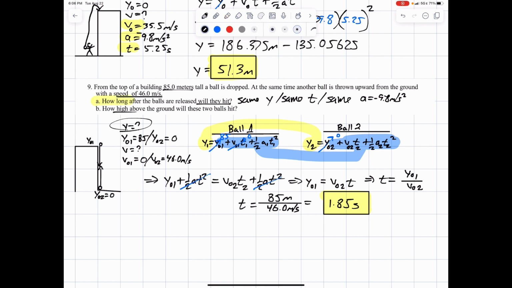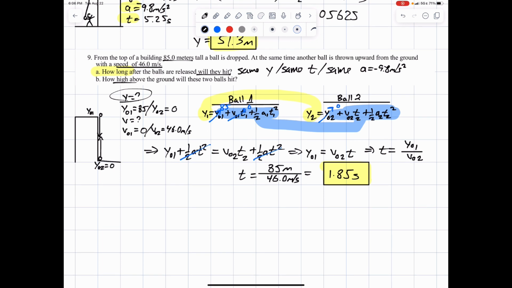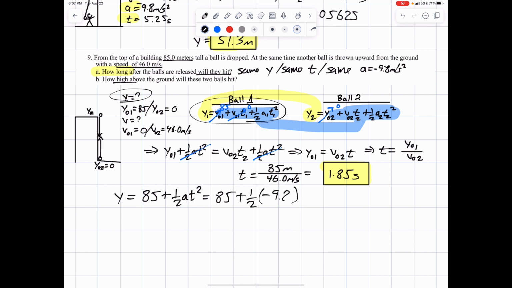Now part B, where are they going to be? Well, pick one of these two equations. It honestly doesn't matter. Pick one of the two. So here's kind of what I'm noticing. This to me looks pretty easy to plug into, so I'm just going to choose the dropped ball. So I've got 85 plus 1 half a t squared, which is going to be 85 plus 1 half times negative 9.8 times 1.85 squared.